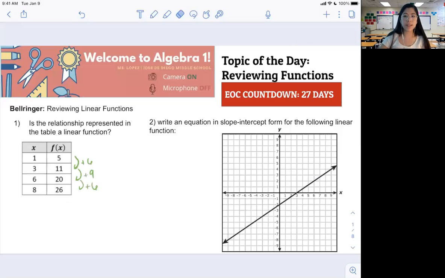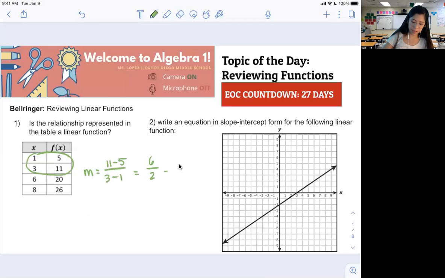Remember what I said yesterday. This is not the right way to do it because it can trick you. You have to use the formula. So we start with the first 2 points. 11 minus 5 over 3 minus 1. I get 11 minus 5 is 6, 3 minus 1 is 2. I get 3.